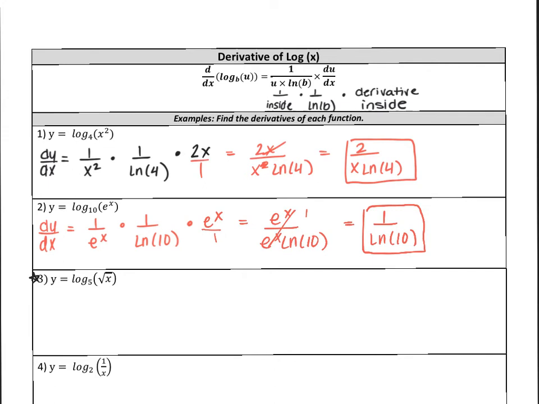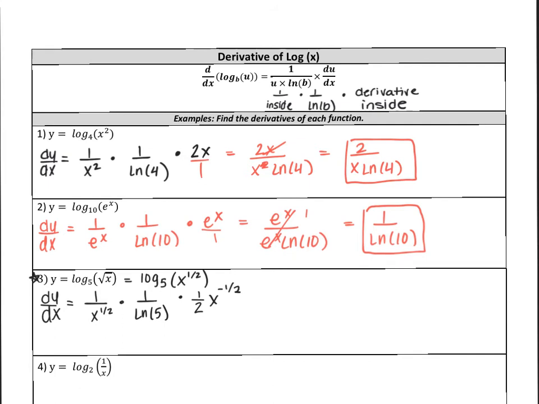All right, so for number 3, the first thing I would have done was rewrite this as log base 5 of x to the 1/2. Then I would have said, okay, dy over dx is 1 over the inside times 1 over ln of the base times the derivative of the inside, which is the derivative here, x to the 1/2. Bring the 1/2 in front, keep the base, and subtract the power down by 1.